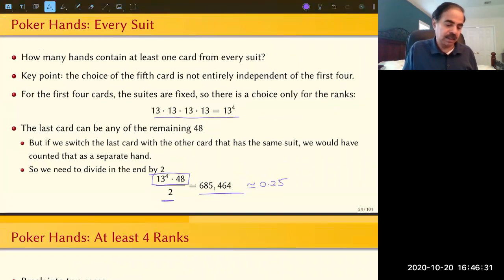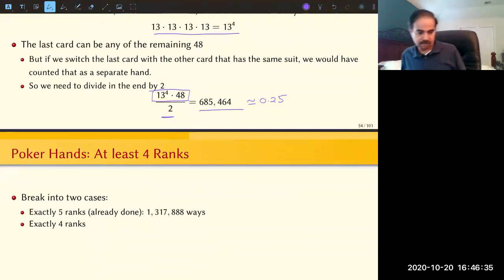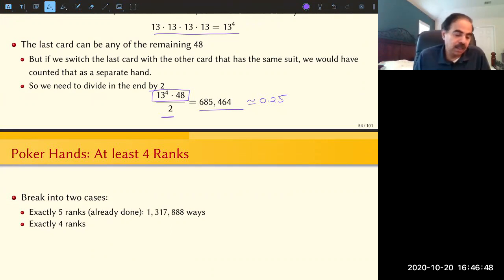So let's take one last example before we say we are done with poker hands, right? So let's say you want at least 4 distinct ranks.